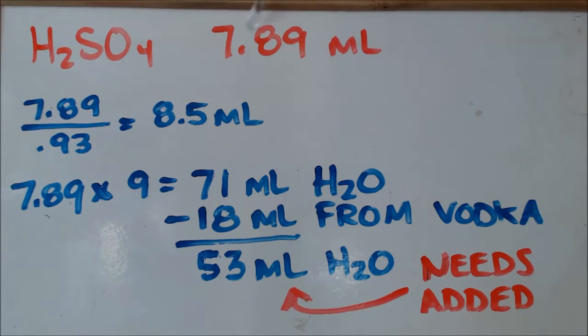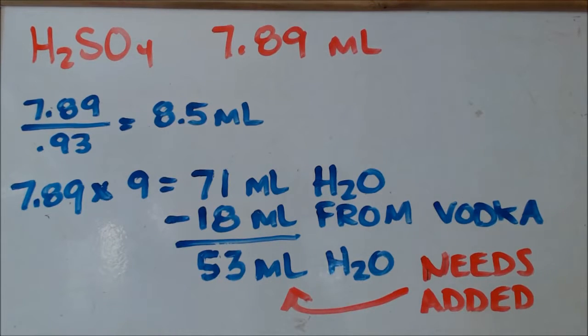Now, sulfuric acid, we said 7.89 milliliters. I'm going to say that I have a 93% concentration. Now, if you have 98%, divide by 0.98. I divided by 0.93 and I got 8.5 milliliters. That means I need to pour out 8.5 milliliters out of my bottle of acid for there to be 7.89 milliliters of acid, because there's going to be a little bit of water.